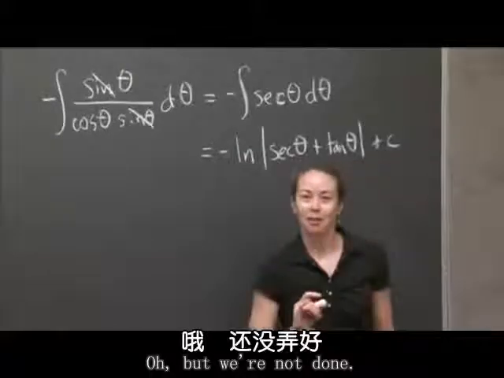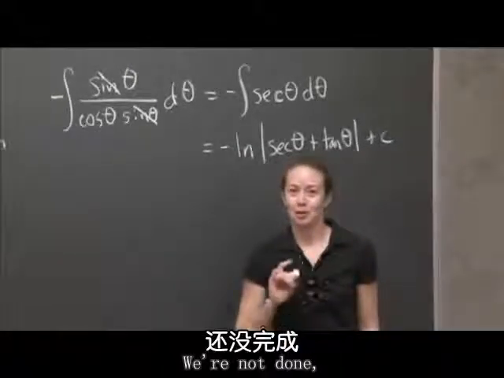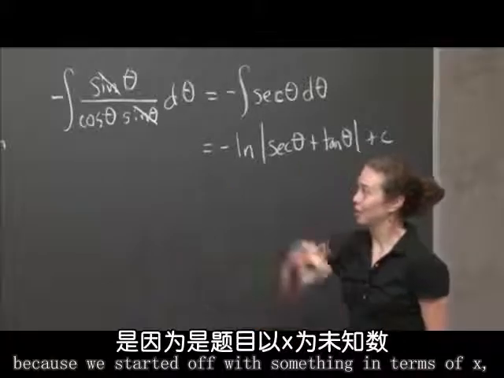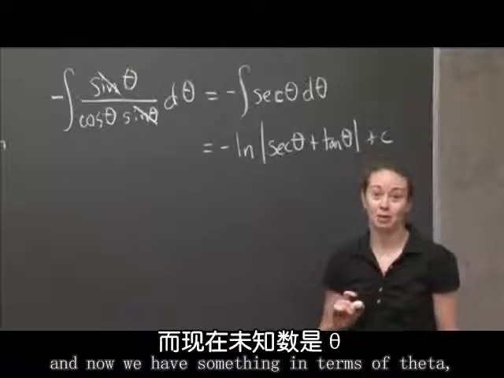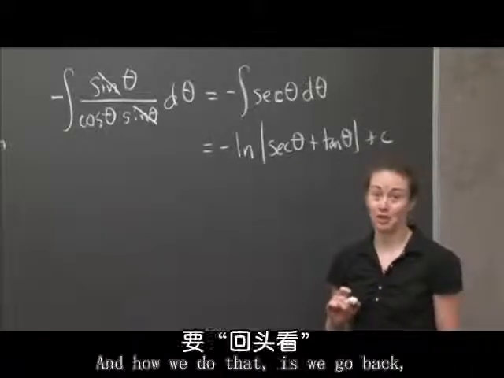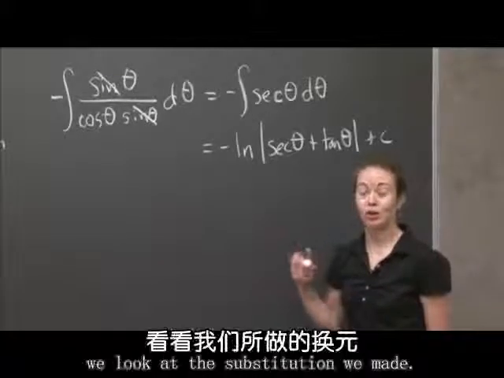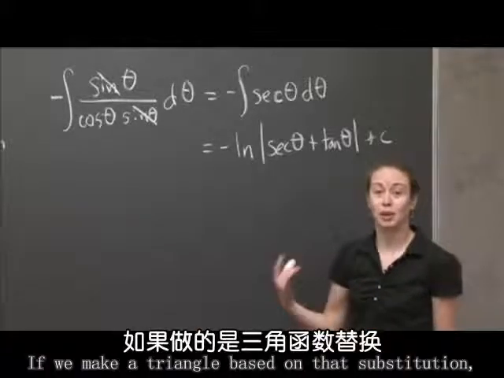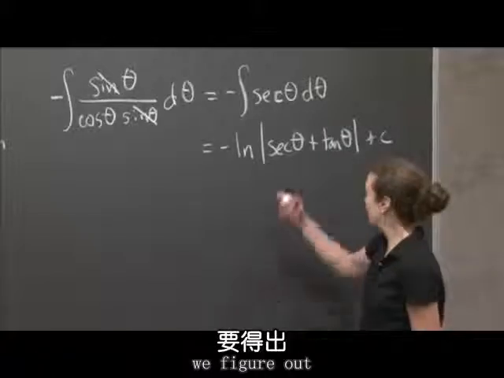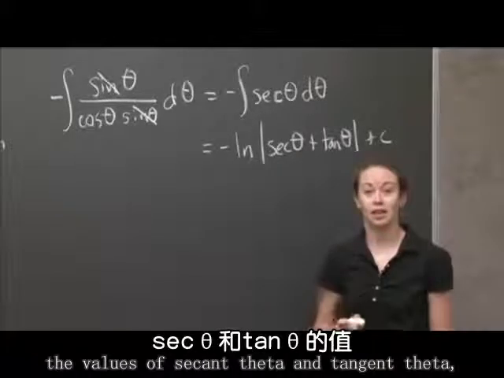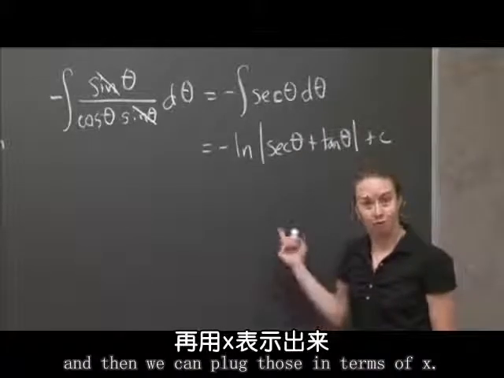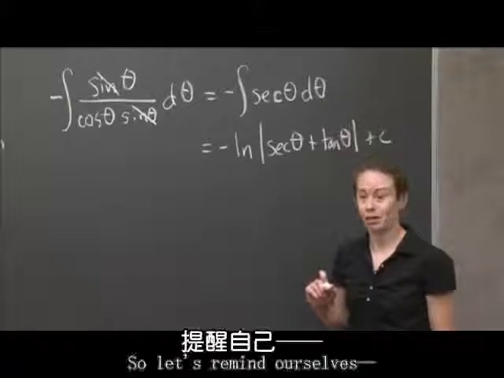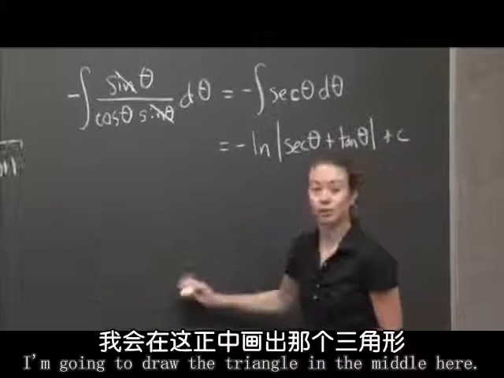Oh, but we're not done. Why are we not done? We're not done because we started off with something in terms of x, and now we have something in terms of theta. So we have to finish up. And how we do that is we go back, we look at the substitution we made. We make a triangle based on that substitution. We figure out the values of secant theta and tangent theta, and then we can plug those in terms of x. So let's remind ourselves, I'm going to draw the triangle in the middle here.